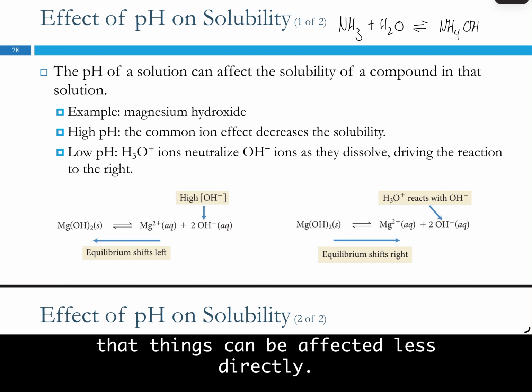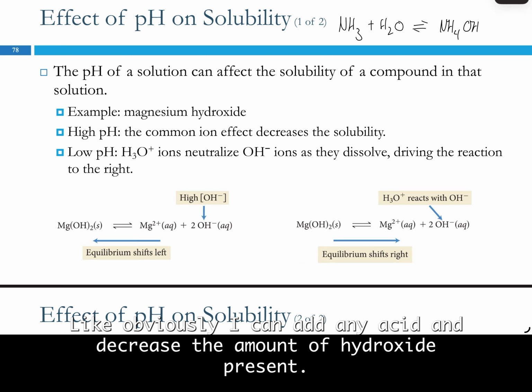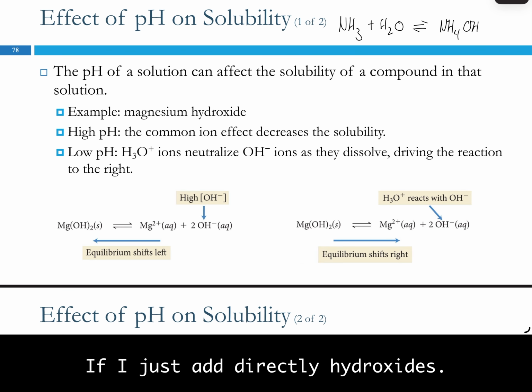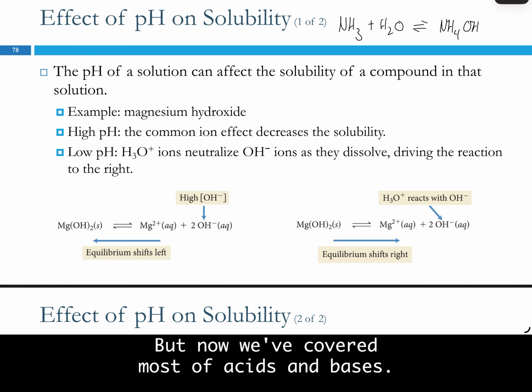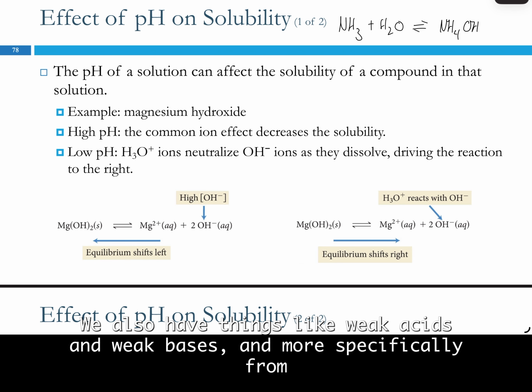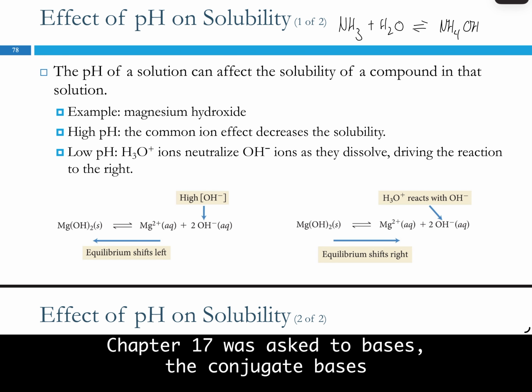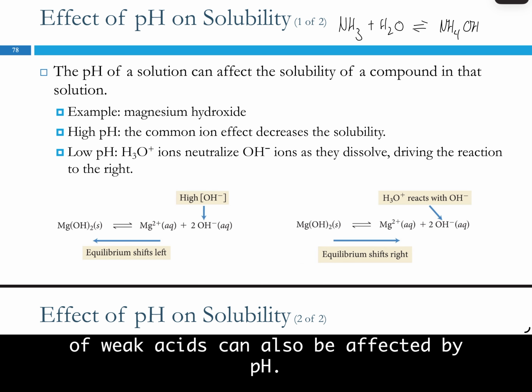There's another way that things can be affected less directly. Obviously I can add any acid and decrease the amount of hydroxide present, or I could add any base, sodium hydroxide, potassium hydroxide. If I just add hydroxides directly, that increases this. But now that we've covered most of acids and bases, we also have weak acids and weak bases, and more specifically from chapter 17, which was acids and bases, the conjugate bases of weak acids can also be affected by pH.